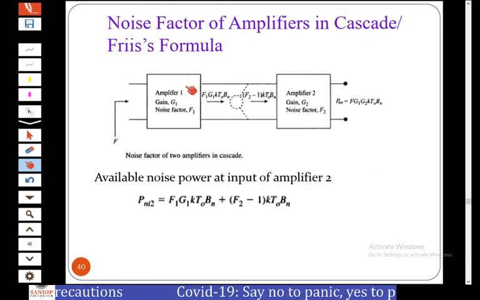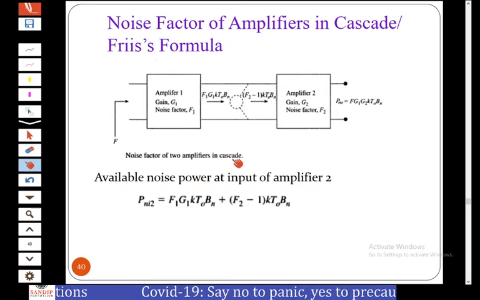Now observe this diagram given below, where two amplifiers, amplifier 1 and amplifier 2, are connected in cascade. Amplifier 1 has gain G1 and noise factor F1, whereas amplifier 2 has gain G2 and noise factor F2. These are two noisy amplifiers connected in cascade. Here is the overall noise factor of the system, and the output of the first amplifier is nothing but F1 G1 K T0 Bn, where F1 is the noise factor and G1 is the gain of the amplifier.